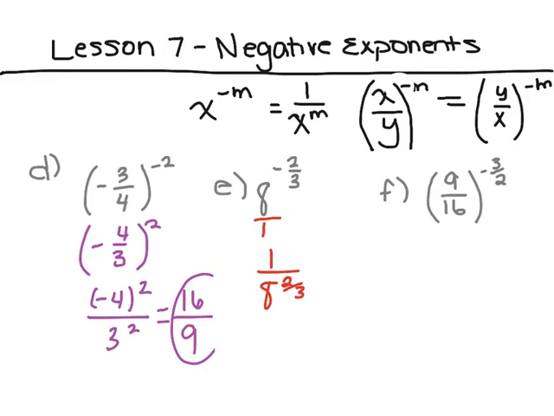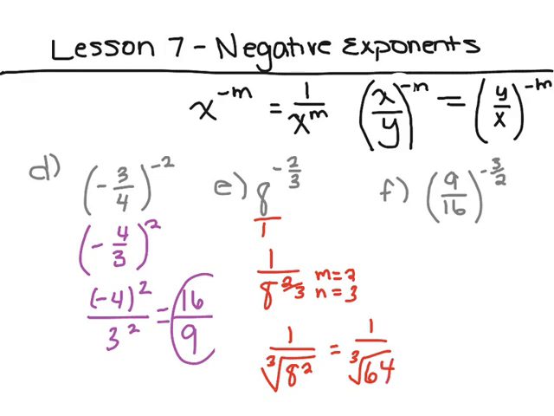Now we have a fractional exponent. So our m is 2 and our n is 3. So we have 1 over the cubic root of 8 squared. 8 squared is 64, so we have 1 over the cubic root of 64. And the cubic root of 64 is the same as 4 times 4 times 4, so 1 over 4. So you always have to simplify further. It's a perfect cube.